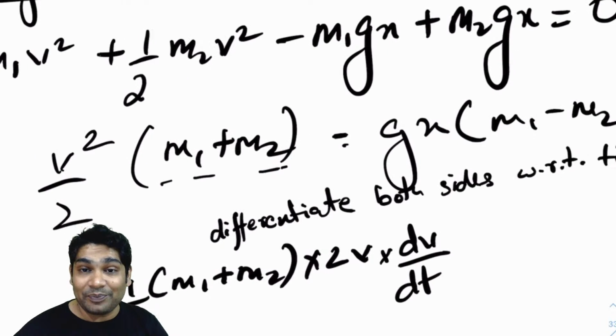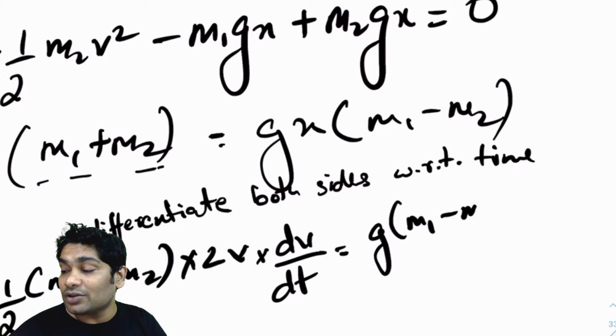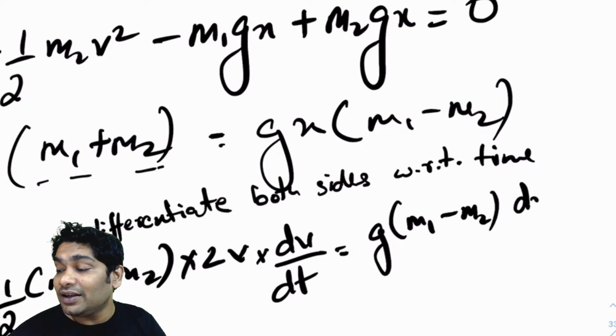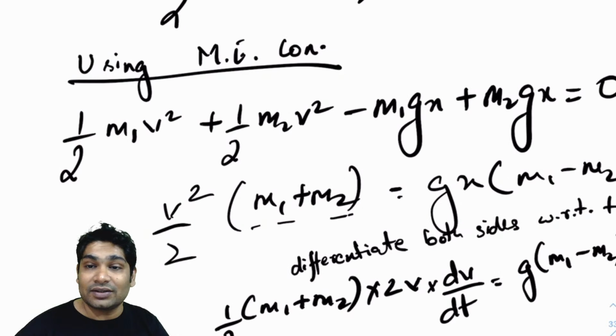Alright, how about the other side? Again, g is constant, m1 minus m2 is constant. The only derivative would be dx over dt. Okay, I hope everybody follows this.